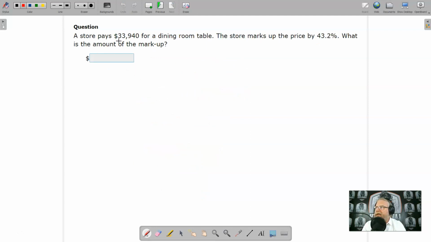Final question. A store pays $33,940 for a dining room table. Wow, that must be a pretty nice dining room table. The store marks up the price by 43.2%. What is the amount of the markup? So it's not the new cost of the table. It's just they want to know what is the amount of the markup.